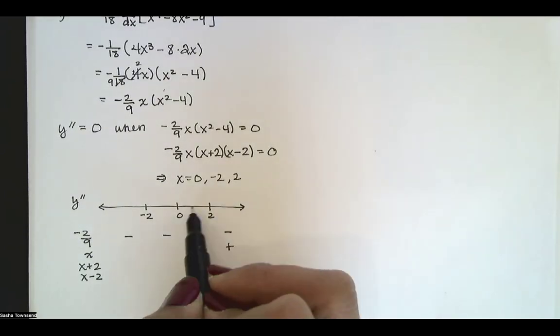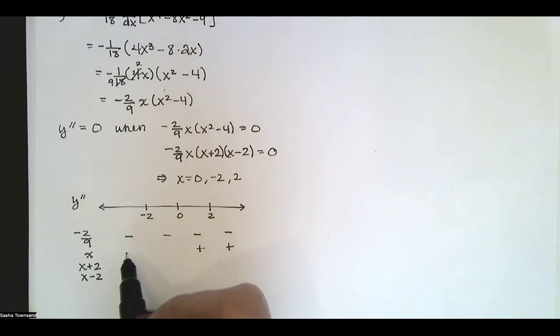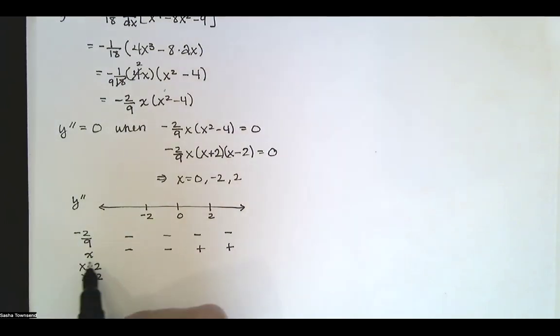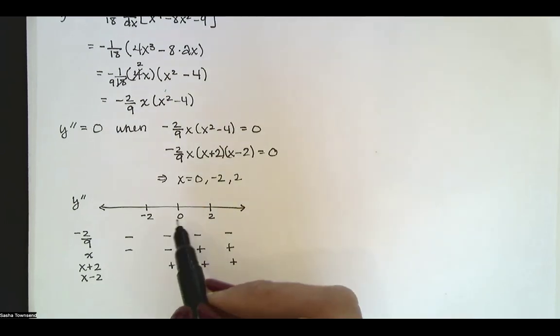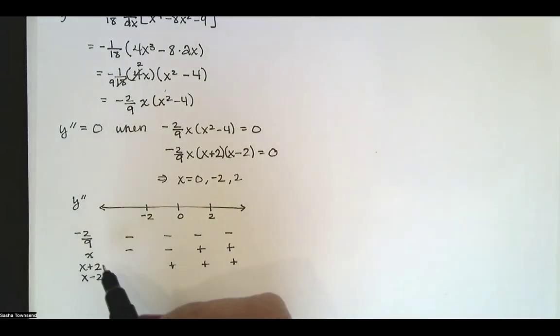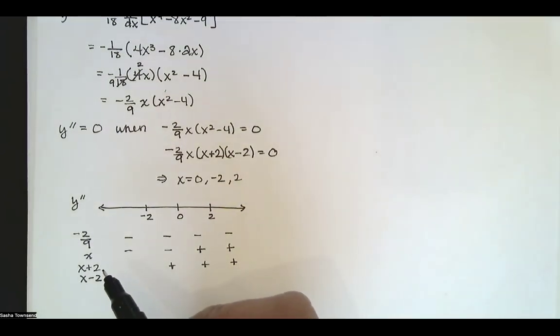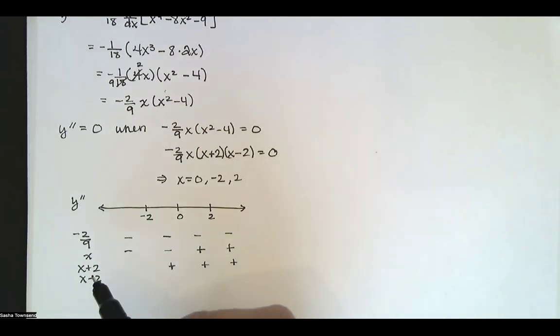So x is positive on these two intervals. x is negative on those two intervals. And x plus 2 is going to be positive whenever x is greater than -2. So it'll be positive here and here and here. And if you're not sure, you can always pick an x value on each interval and plug it into that factor. And that will give you the sign of that factor on that interval.